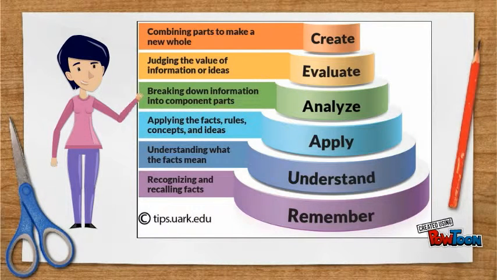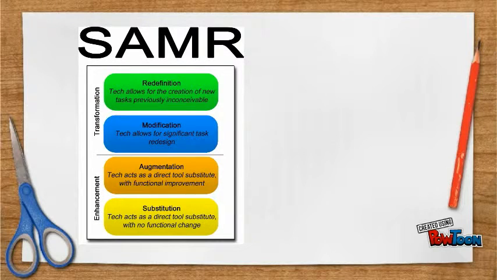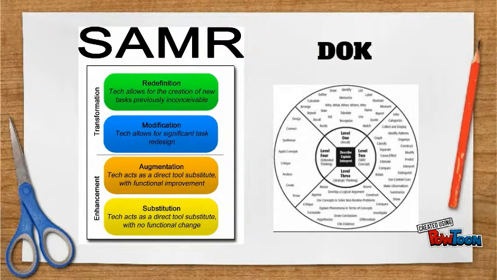Now, we've all heard of Bloom's taxonomy. The SAMR model goes hand in hand with Bloom. Substitution correlates with remembering. Augmentation relates to understanding and applying. Modification identifies with applying, analyzing, and evaluating. Redefinition pushes to the top of the pyramid by evaluating and creating. SAMR can also be compared to Webb's depth of knowledge. Substitution compares to recall, augmentation to skill and concept, modification to strategic thinking, and redefinition to extended thinking.